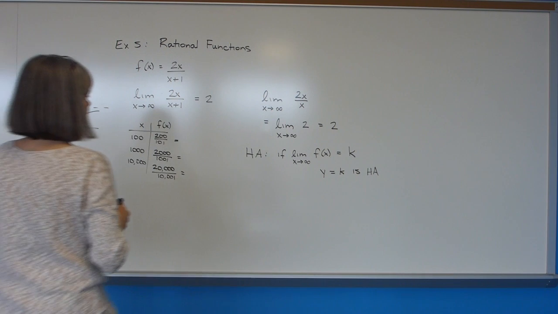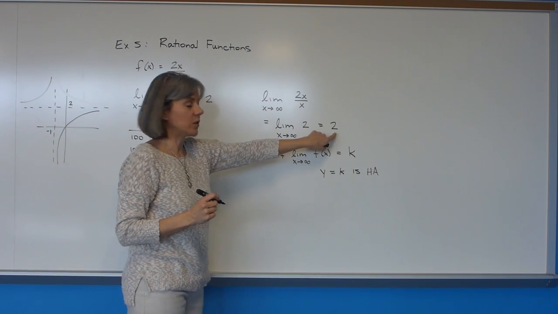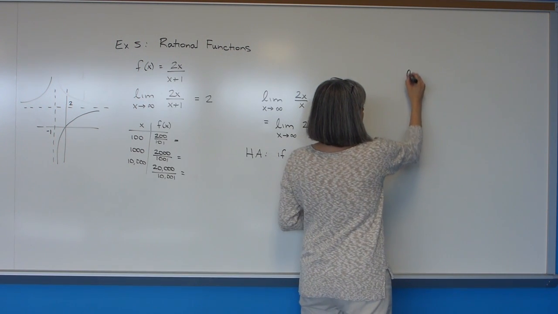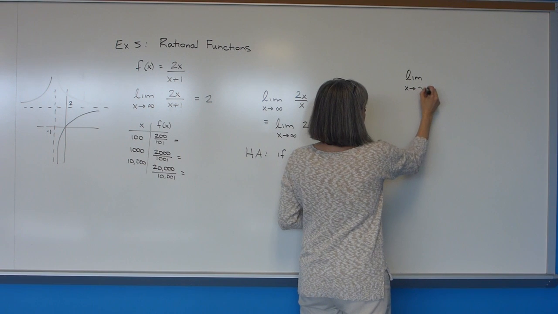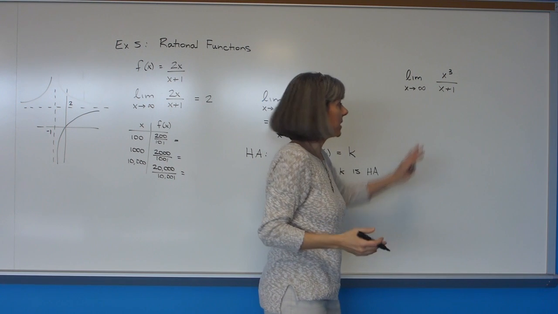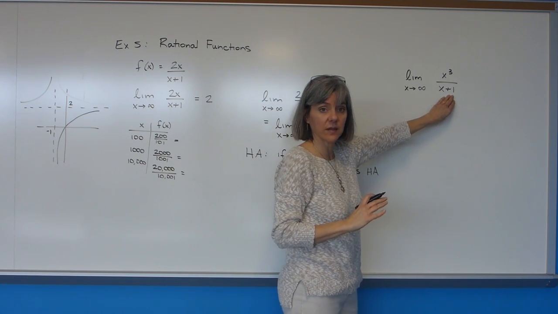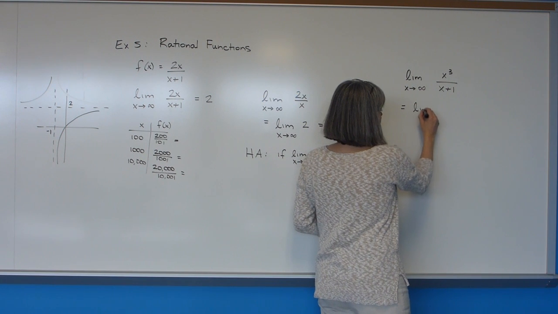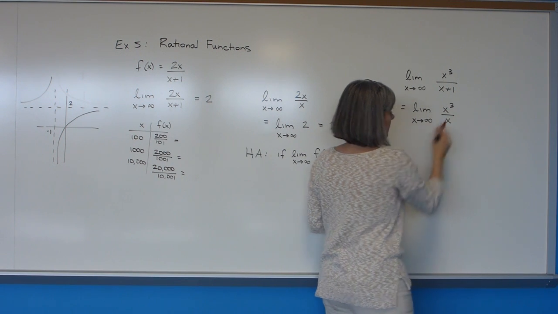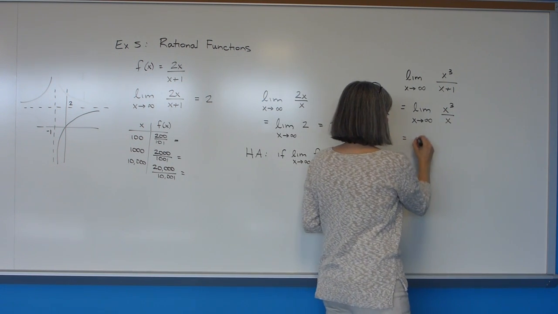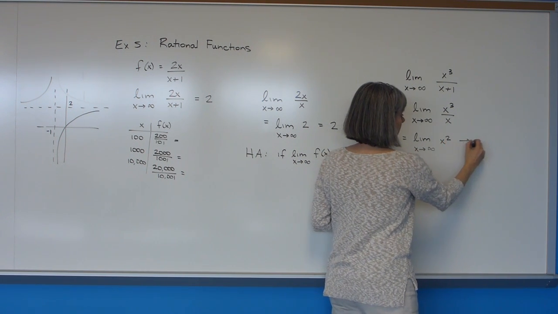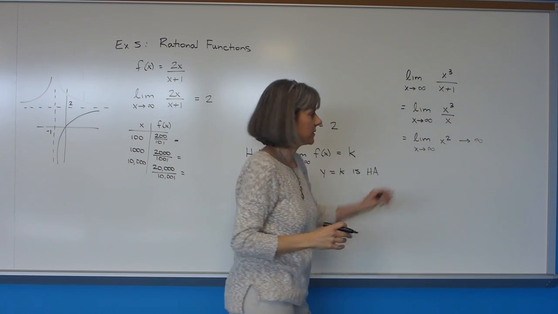Okay, so what happens if you don't get a number here? If you get, say, infinity, an example would be if we wanted to find the limit as x approaches infinity of x cubed over x plus 1. The same logic applies. That plus 1 pales in comparison to the x, so we're going to ignore it. So now we'll get x cubed over x. When I simplify that, I'll get x squared. That goes to infinity. That means there's no horizontal asymptote there.